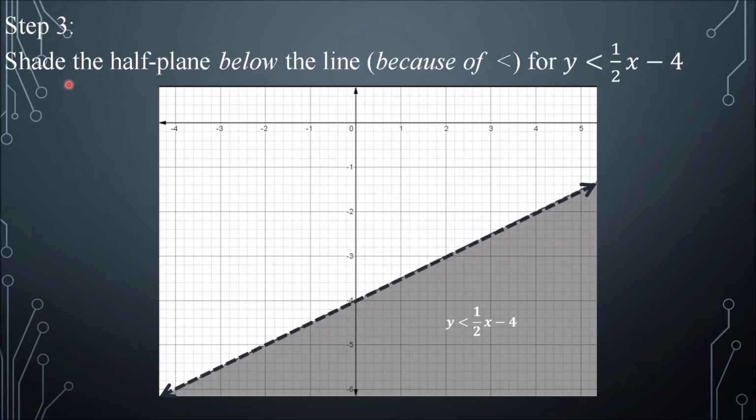Next, shade the half plane below. Why below? Because we use less than. If it is less than, the shaded part is below the line. If it is greater than, the shaded part is above the line. So this will be the graph of this inequality. Meaning to say, all the points here will satisfy this inequality.